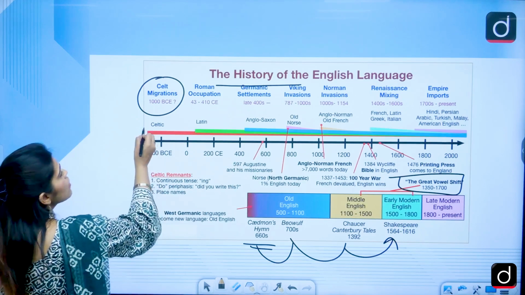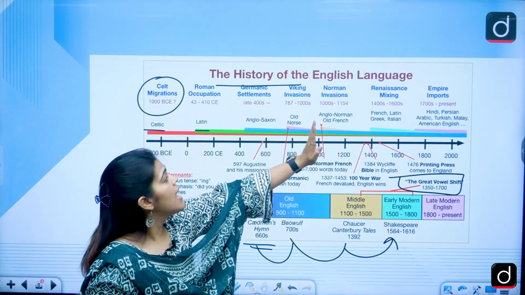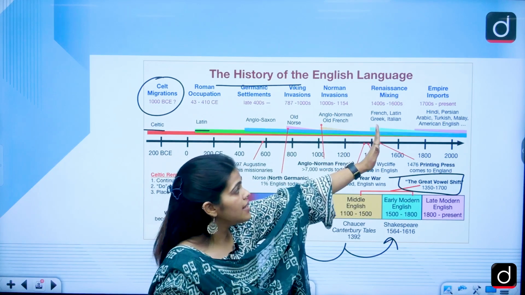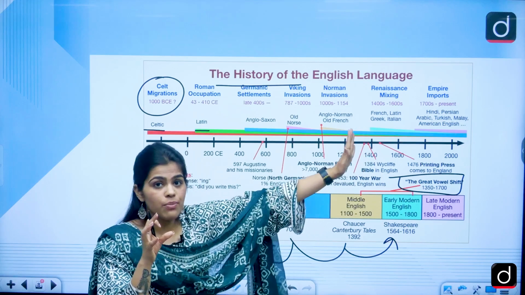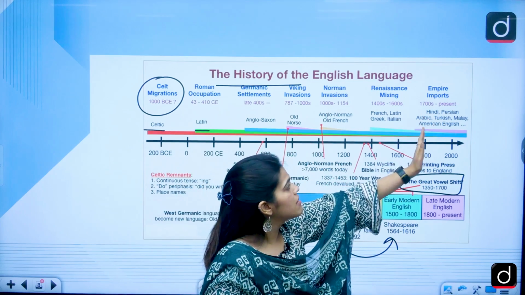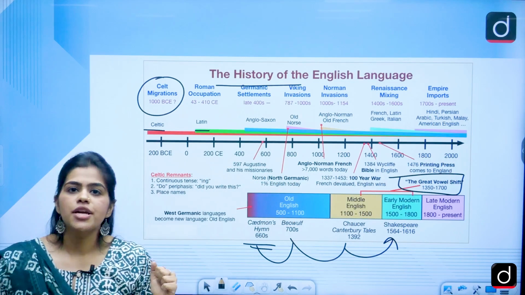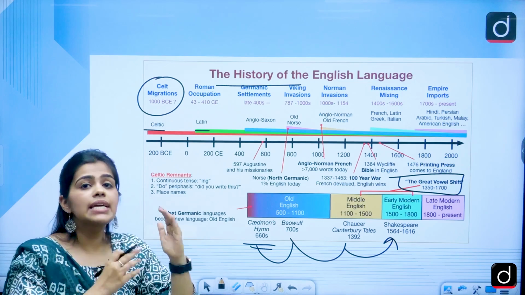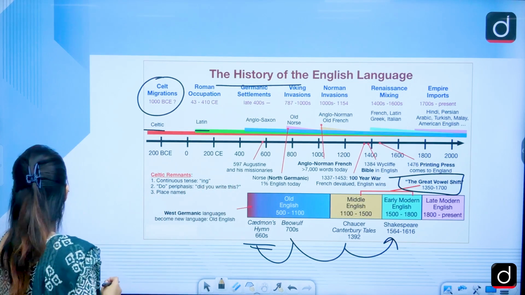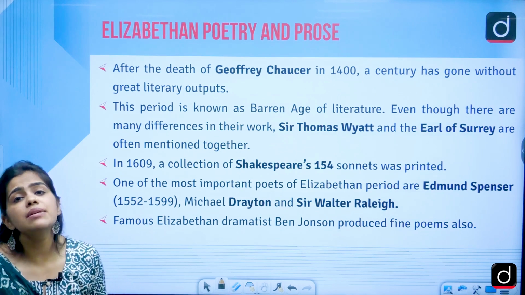We'll be studying how Celtic, then Latin, then Anglo-Saxon, then Old Norse, then Anglo-Norman, Old French, then French, Latin, Greek, Italian were the few languages that were important. Gradually, Hindi came into being, then Persian, Arabic, Turkish, and American English was also introduced. So we will be studying in greater detail the history of the English language. Then what will we be studying? We will then jump to the Elizabethan age.